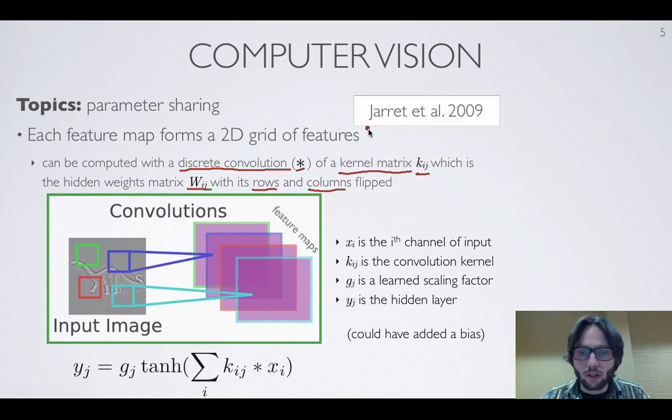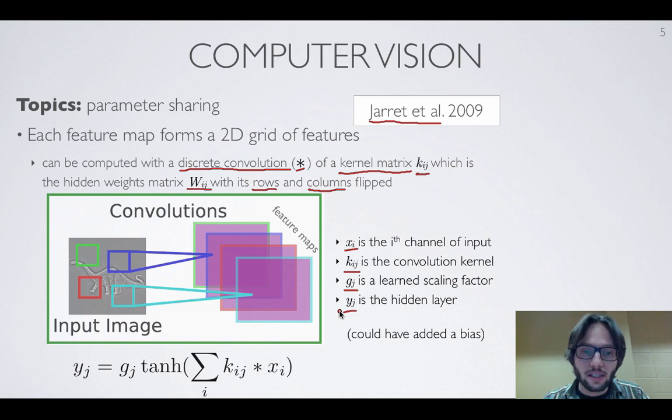Specifically, I'm using here the notation from this paper by Jarrett et al. from NYU. If we call Xi the ith input channel from the previous layer, Kij is going to be this convolution kernel, which is a function of the weight matrix. It essentially consists of the information about the connections between the ith channel of input and the jth feature map. They'll also introduce these Gj here, which are learned scaling factors. And in their paper, they note as Yj the value of the activation at a hidden layer.